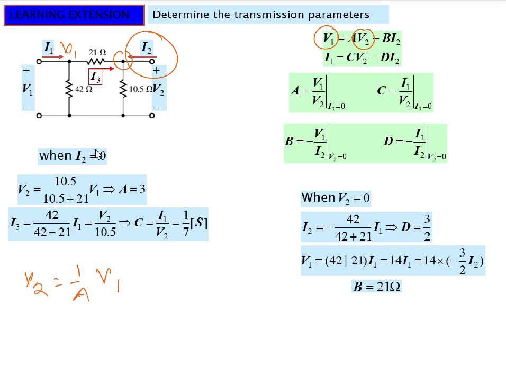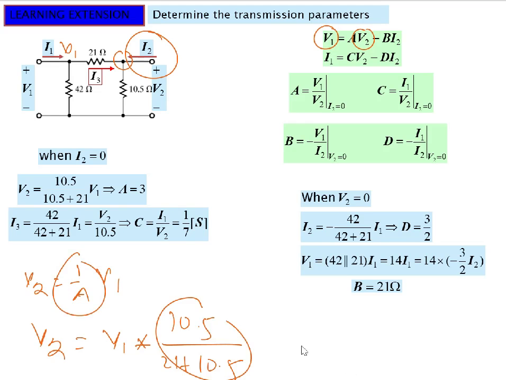So V2 is equal to V1 multiplied by the resistance in which we want to find the current, voltage divided by the total resistance of the path. So that is 21 plus 10.5. So this is our 1 over A. So our A is 31.5 divided by 10.5, which is around 3. So this is 3. So this is how we find V2, and then we calculate the A.